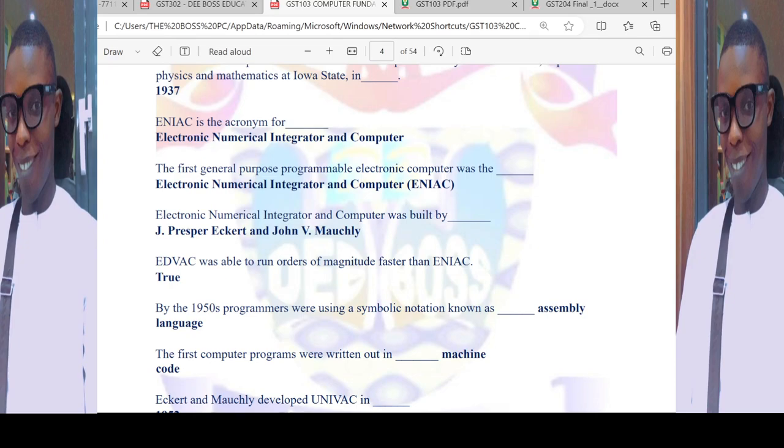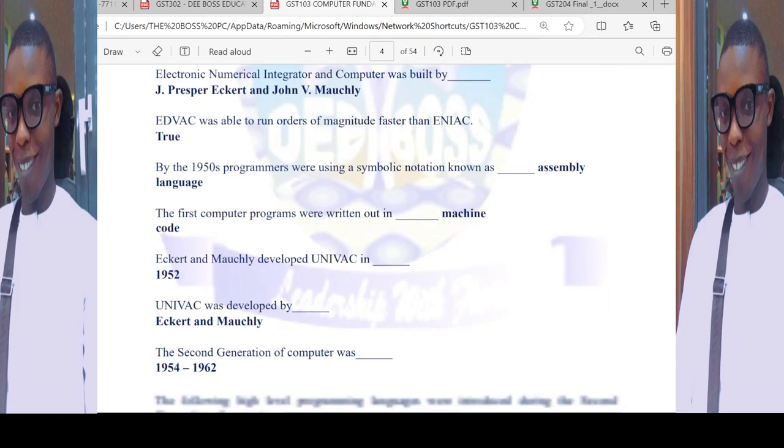EDVAC was able to run orders of magnitude faster than ENIAC, and by the 1950s, programmers were using a symbolic notation known as assembly language. The first computer programs were written out in machine code. So this is what you're going to understand better when you start looking at computer languages. We're going to look at all those later on, but for now, that will be as much as we are going to take.